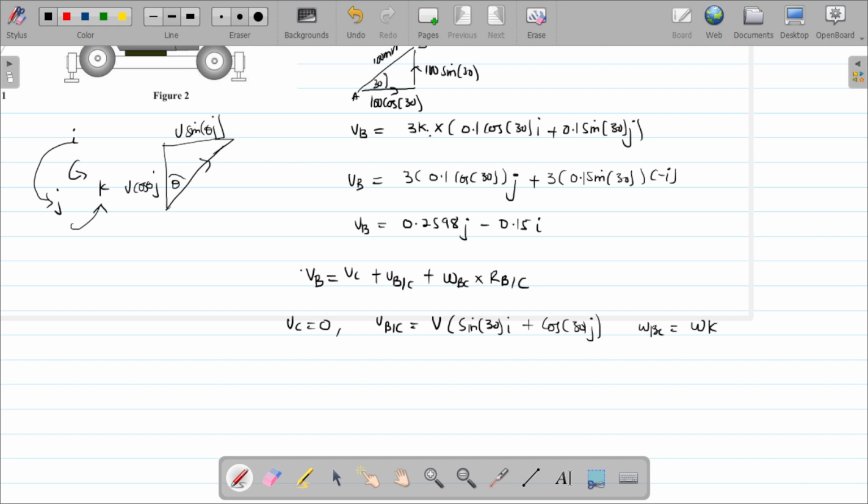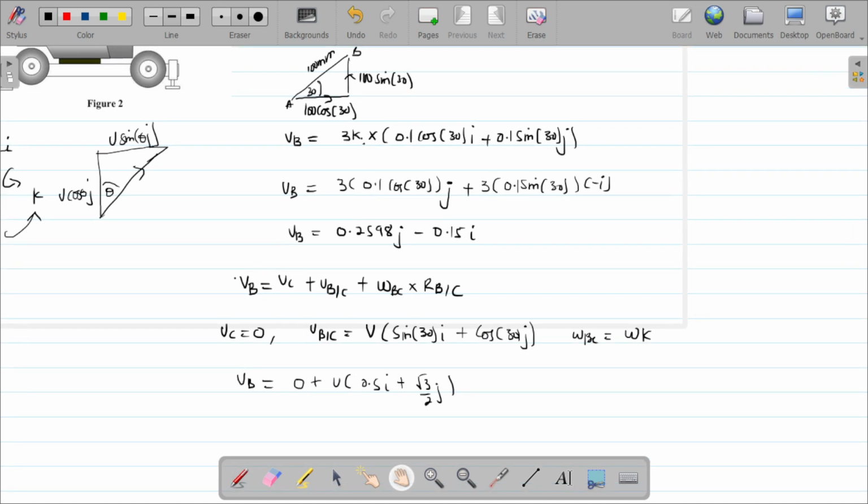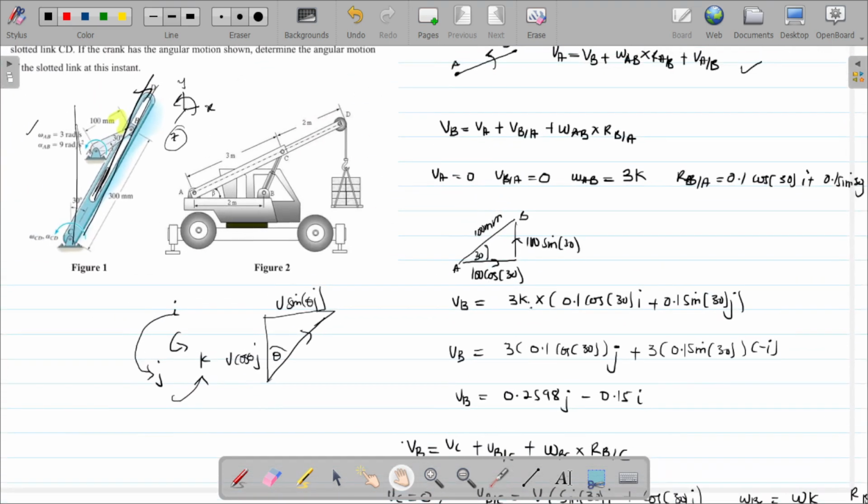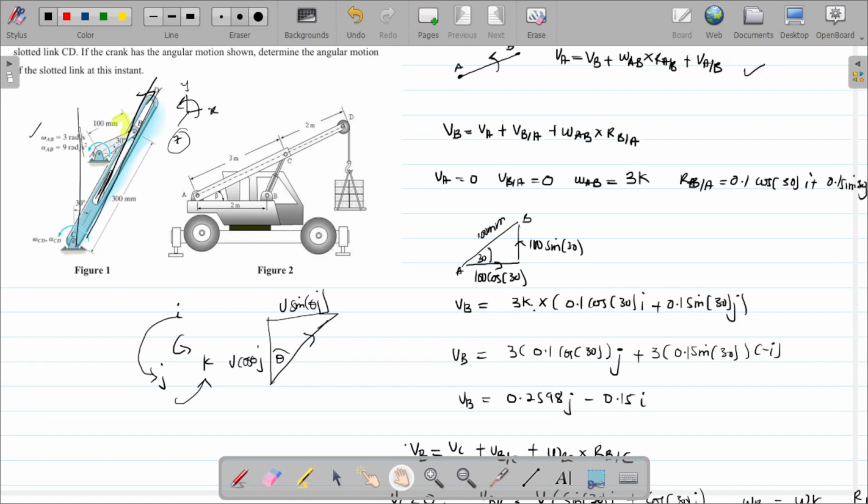So if we do that substitution, we say vB is equal to 0 plus v into bracket sine 30, that's 0.5 i plus root 3 on 2 j. Then we have, oh, I didn't find rB relative to C. So rB relative to C is the position of B from C, right? The distance from C to B is 300, which is in the same direction as the velocity, so we have cos 30, sine 30.